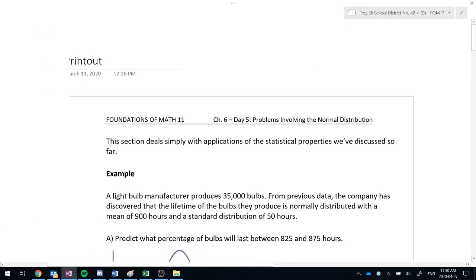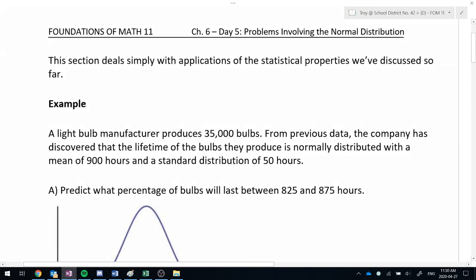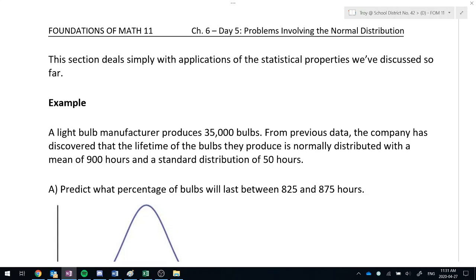Hello everybody. So today we are going to go on to section 5 and we're going to take a look at how to use what we've been seeing so far with the Z-score tables in real life, or at least take a look at some problems that we would encounter in real life and how we can use what we've seen so far to solve them. Okay, so let's take a look.